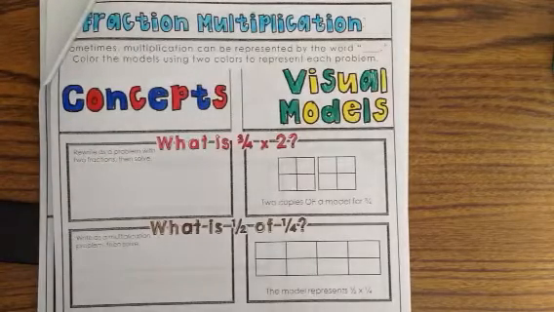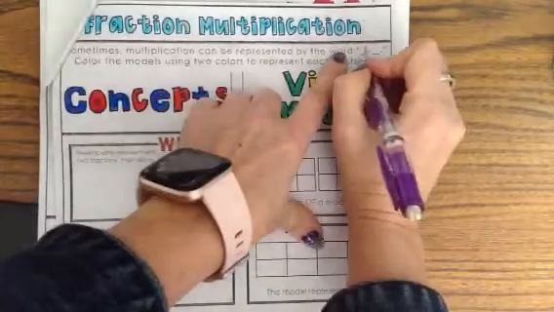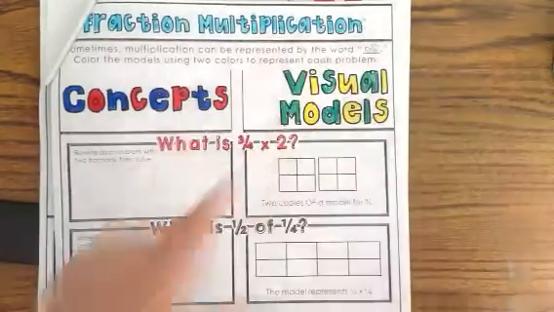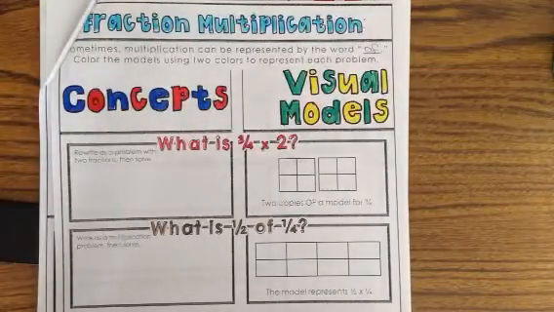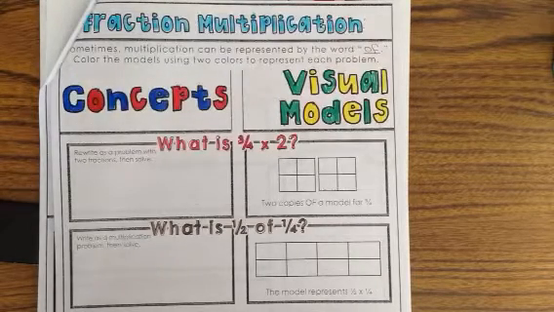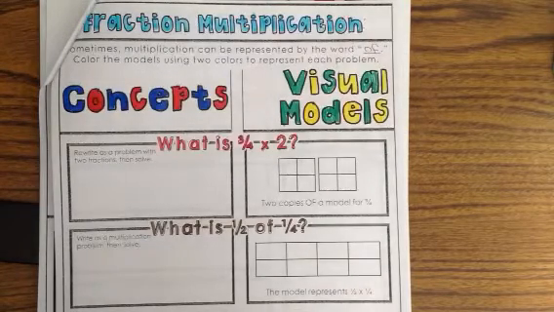Okay, we're on to page 2 of our doodle notes, and it's fraction multiplication. And sometimes multiplication can be represented by the word "of." Color the models using 2 colors to represent each problem. We will do that, and I'm just going to probably use pencil instead of coloring with 2 colors.